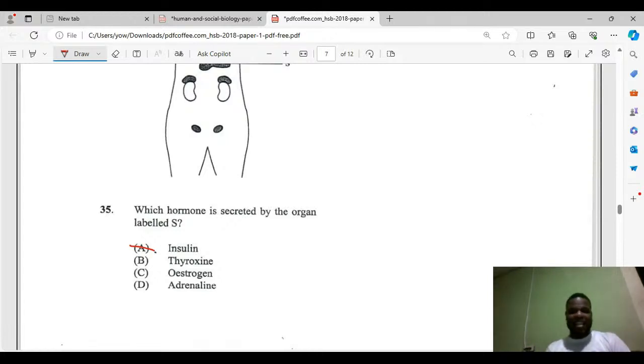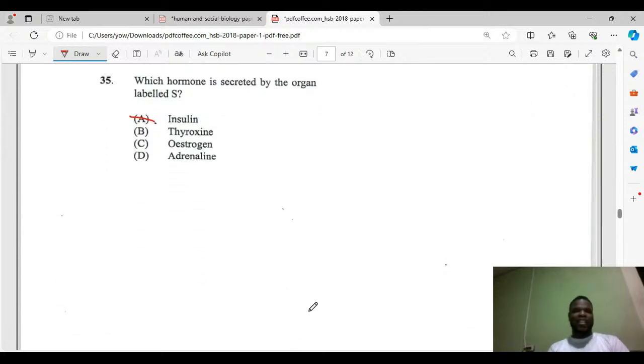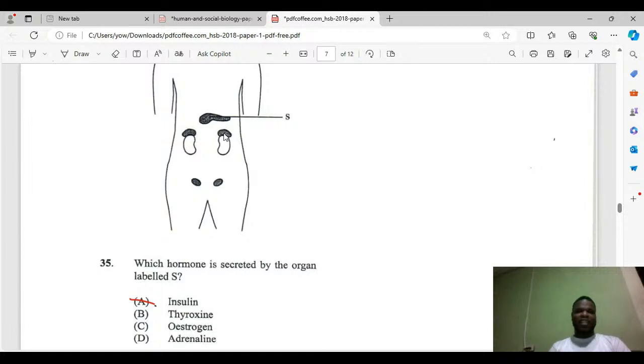Where's the adrenal gland, guys? The adrenal gland is above the kidney. So if they should have gone here, it would have been the adrenal gland, because it's just above the kidney, which will be right about here. All right, so we move on quickly.